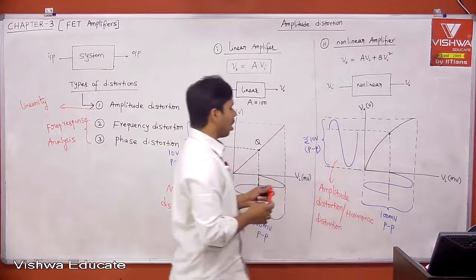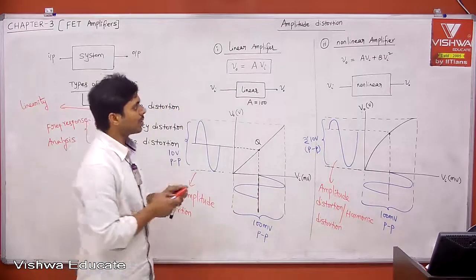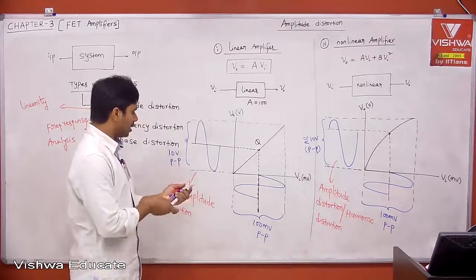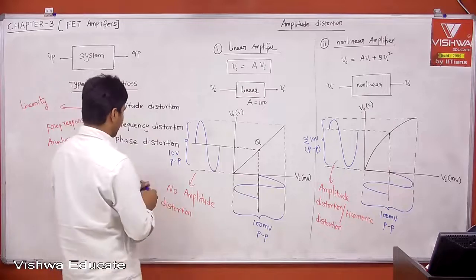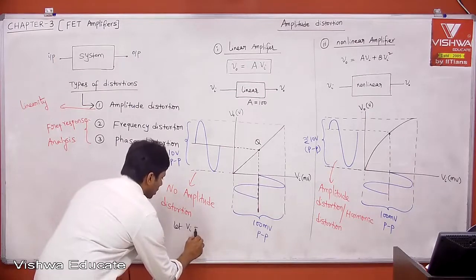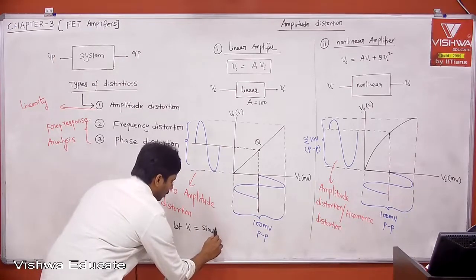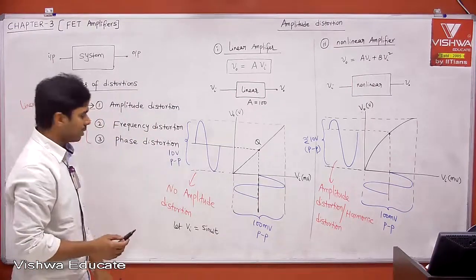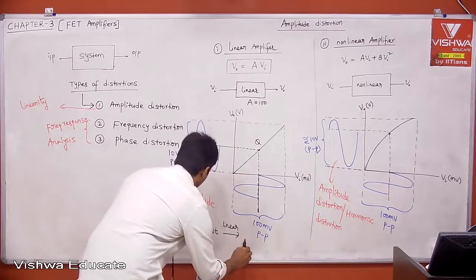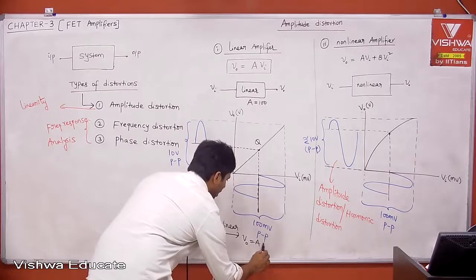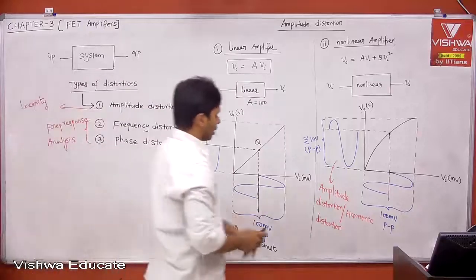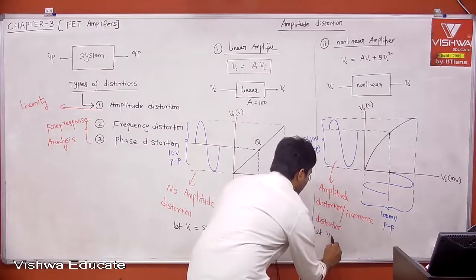This is also called harmonic distortion. That is because of non-linearity. Mathematically also I can explain. Let Vi be equal to sin omega t. Then what is your output if the system is linear? Your output will be equal to A sin omega t. That is fine, right?